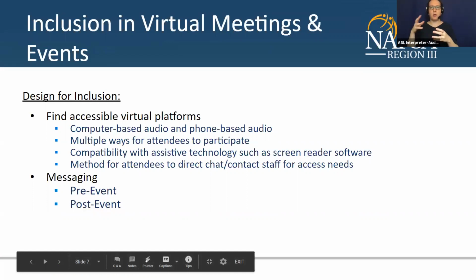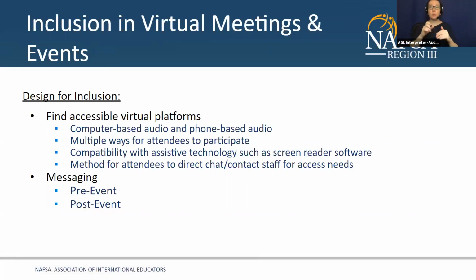Ensuring that there's compatibility with assistive technologies such as screen reader software, and also having a method for attendees to direct chat or contact a staff member for any access needs. For instance, someone could say, I can't see the interpreter, or the video's gone, or I can't hear the presenter, or sometimes the interpreters might have a question. So you just want to have a direct chat function for troubleshooting any issues that might come up. And also messaging. You want to make sure that whatever event you're planning is welcoming people with disabilities from the beginning as well.